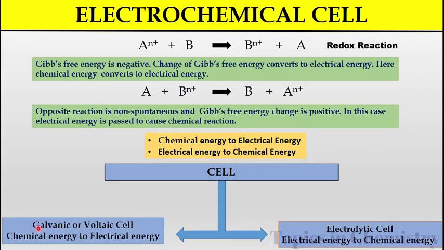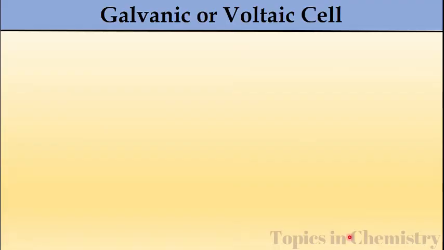One is the galvanic cell or voltaic cell, also called the electrochemical cell, where chemical energy converts to electrical energy. Another type of cell is called the electrolytic cell, where electrical energy converts to chemical energy. So these are the two types of cells: the galvanic or voltaic cell, and the electrolytic cell.